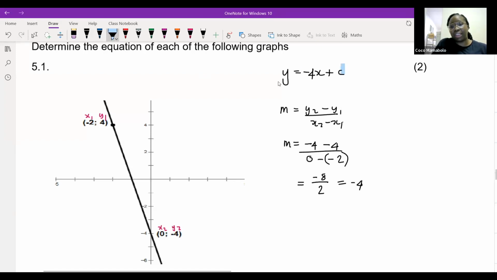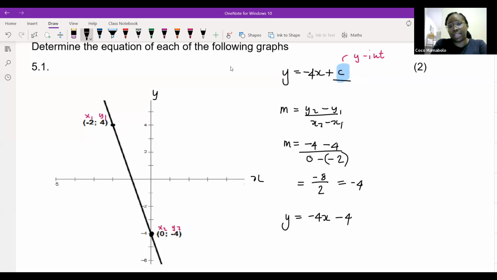Now this c value is called my y-intercept. And my y-intercept is where my graph cuts the y-axis. Now I know that this is my y-axis and this is my x-axis. So where my graph cuts the y-axis over there, what's that point? It's -4. So we're just going to replace c with -4. That's all. And then we're done. Now y is going to equal -4x minus 4. Okay, ma'am. That's the answer we're looking for.